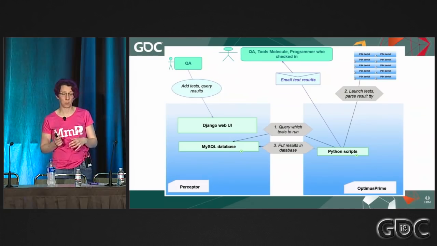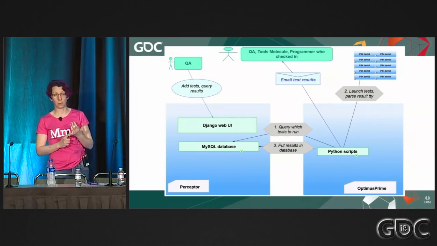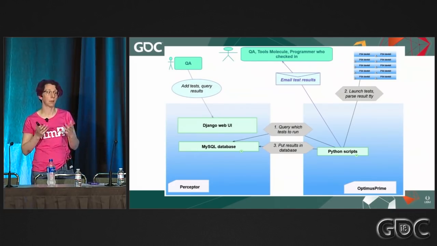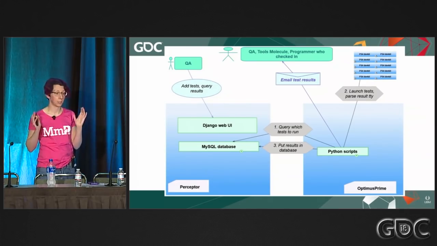We use a Django web UI on top of that, which then means that QA can add in new replays, they can browse the results, and it means they don't have to do database queries. It puts it all into a nice clickable web UI for QA. So it means that QA have complete control and I don't have to do anything to maintain it, which is excellent.